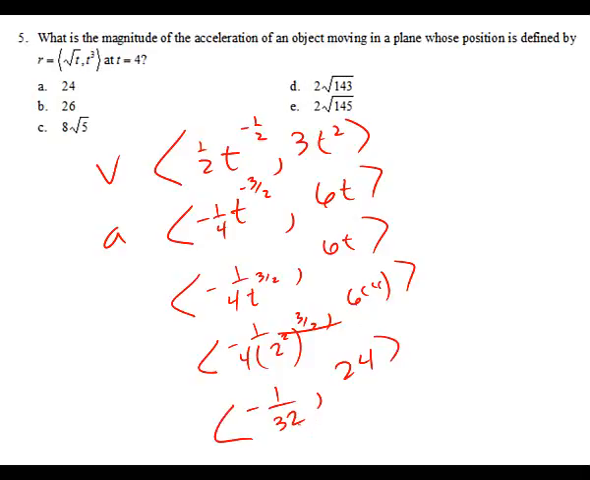So there's my numbers, and I need to take those numbers and plug them into the square root and square them, right? So -1/32 squared plus 24 squared. Square root of 576. The whole thing is 576? Okay, which should end up being 24, right?